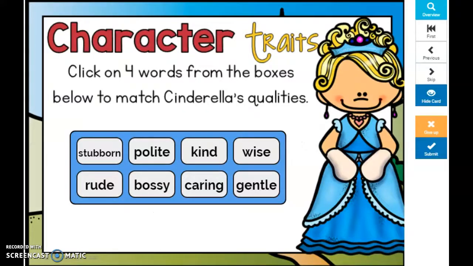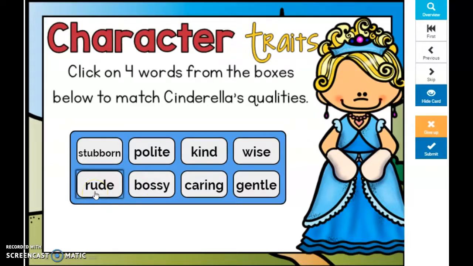Okay, so your first job is going to be to use these boom cards to go over character traits. So this says character traits. Click on 4 words from the boxes below to match Cinderella's qualities. So what do you think Cinderella is like? Everybody knows the story of Cinderella. She has the evil stepmom and the 2 evil stepsisters. And the mice help her make a dress. Is she stubborn? Is she polite? Is she kind? Is she wise? Means kind of like smart. Gentle, caring, bossy, and rude.